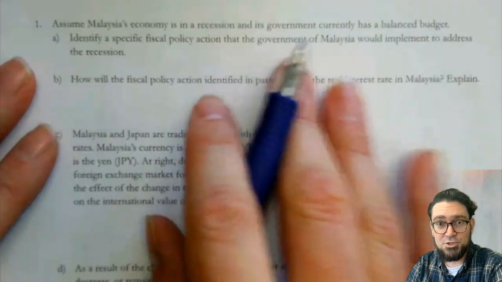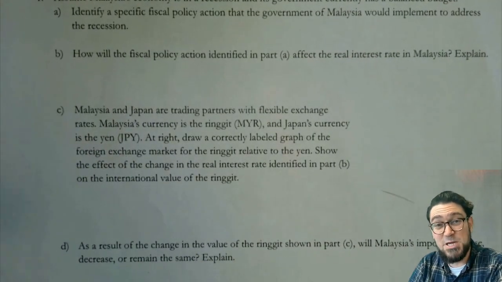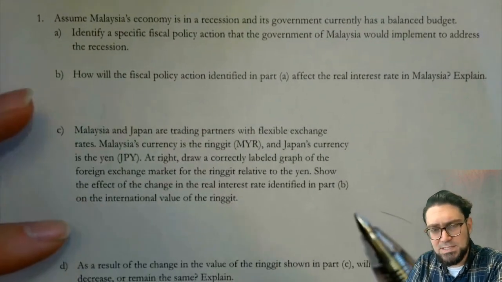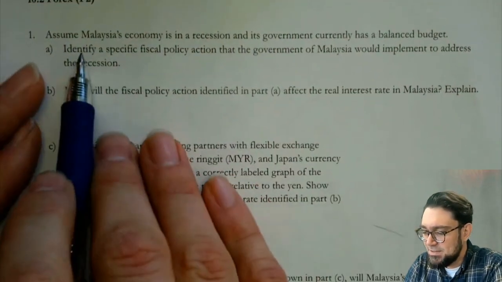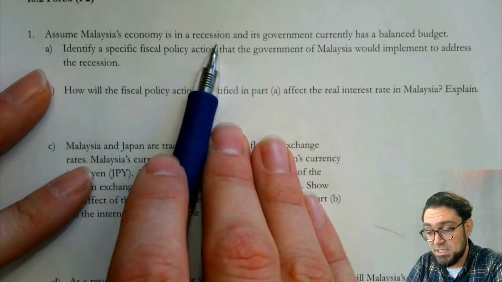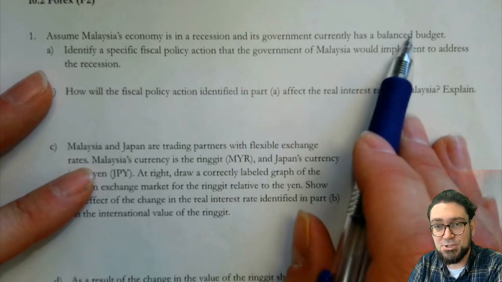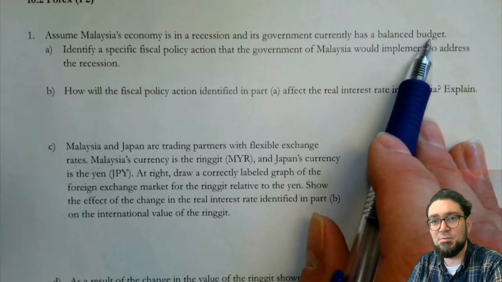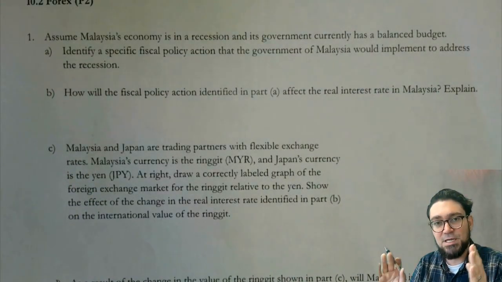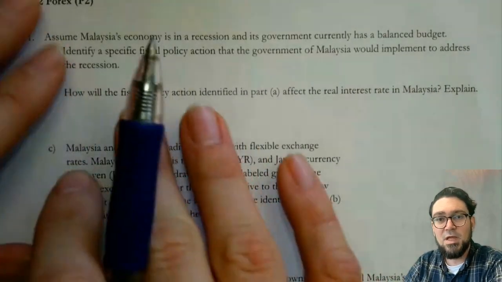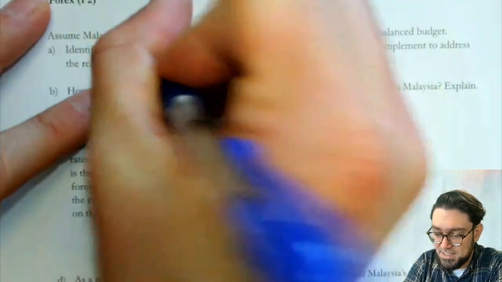Okay, so the first question here and the second one are both actually AP exam problems. I think they're from 2024, but I'd have to go back and check. They say, assume Malaysia's economy is in a recession and its government currently has a balanced budget. And this is telling us really that they're bringing in the same amount of taxes as they're spending at the beginning, but the economy is not doing well. How can they fix it from a fiscal policy action?